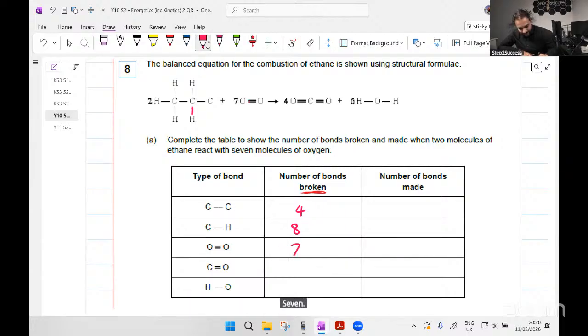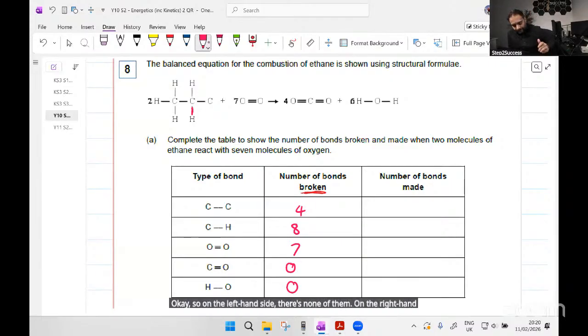CO, none on that side. And HO, none on that side. Okay, so on the left-hand side, there's none of them. On the right-hand side, CC, do we have any CC? No. Do we have any CH? No. Do we have any OO?